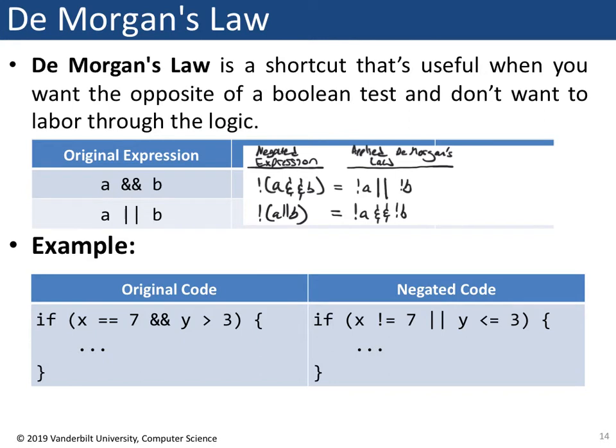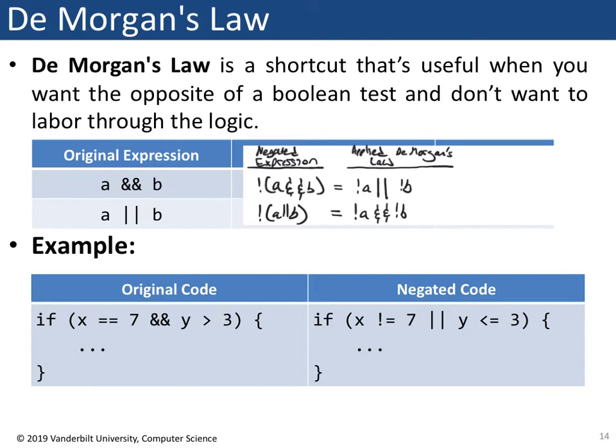So now in the bottom row, not (A or B), so not the quantity A or B, is precisely equal to not A and not B. This is De Morgan's law. Now to make use of De Morgan's law, imagine we have the code in the bottom left where we are testing in the first Boolean expression if x is equal to 7, and we're combining that using a logical AND with a test to see if y is greater than 3.